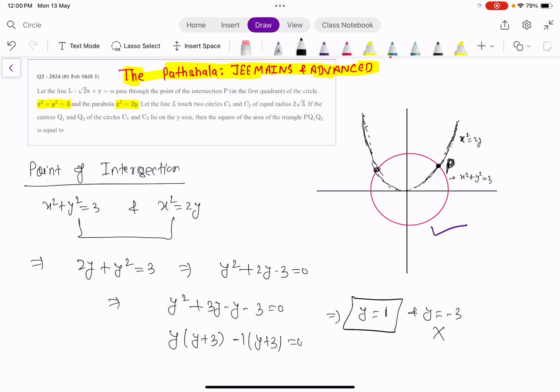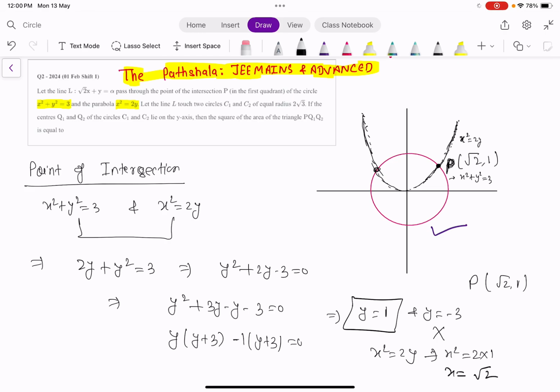Now what we can do here is substitute this value in any one of the equations, either in the circle or in the parabola. So x square equal to 2y, that is x square equal to 2 into 1, so x will be plus minus root 2, so root 2 only you are going to take because it is lying in the first quadrant. So what is the point P we got? Point P we got is root 2 comma 1.